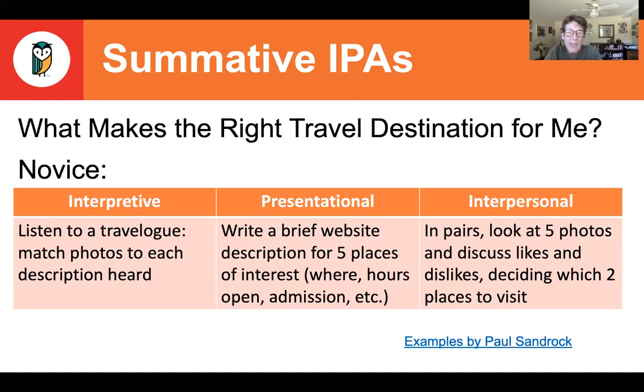What makes the right travel destination for me? I really love this, okay? In the interpretive mode, novice, listen to a travel log, match photos to each description that students hear. In the presentational mode, maybe they're going to write a brief website description for 5 places of interest. And for the interpersonal, in pairs, they're going to look at 5 photos and discuss their likes and their dislikes, deciding which 2 places to visit.